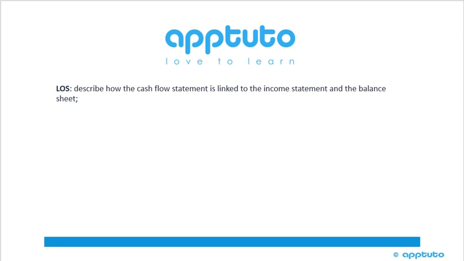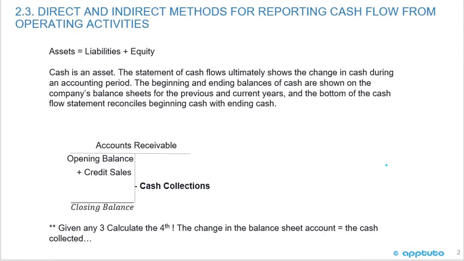This LOS is to describe how the cash flow statement is linked to the income statement and the balance sheet, and the direct and indirect methods for reporting cash flow from operating activities.